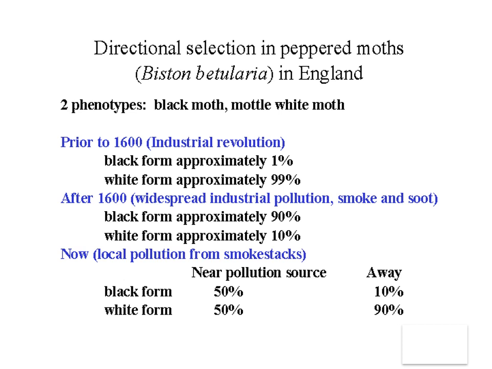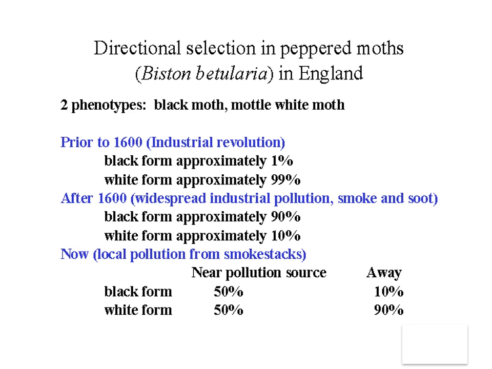So the peppered moth, Biston betularia, lives in England. We have these two different types, the black one and the white mottled one, or the typica and the melanic. Prior to 1600, prior to the British Industrial Revolution, most peppered moths were the white form, the typica form, and the melanic form, the black form, was only about 1% of the population.